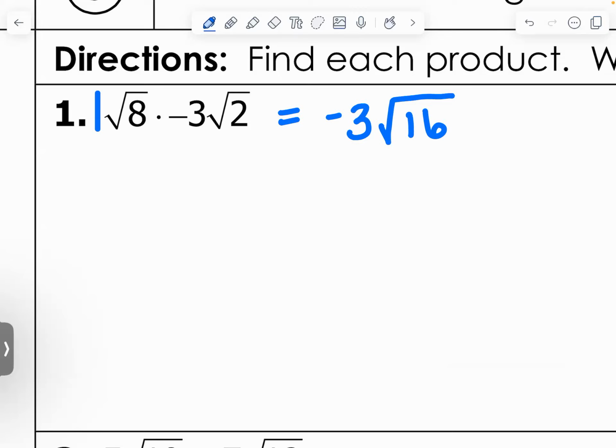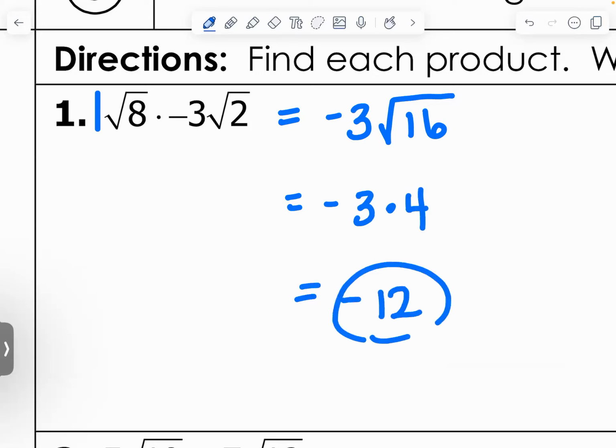Are we going to leave it like that? What is the square root of 16? 4. So our answer really is -12. Now that problem worked out pretty nicely, but it doesn't get that much more complicated. Multiply outside, multiply underneath, simplify.